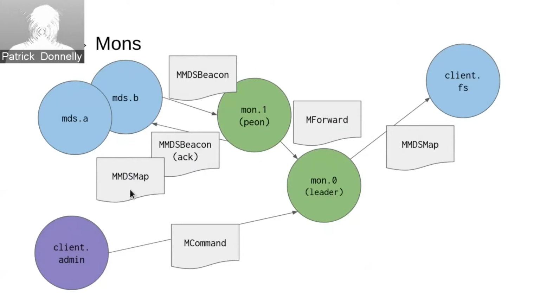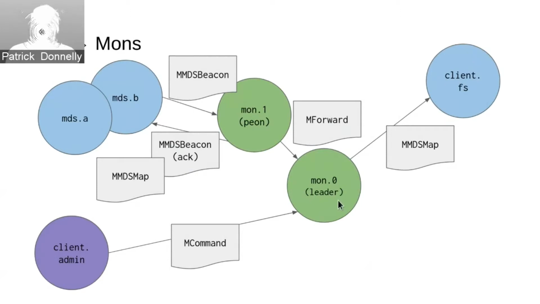Also, the monitors distribute MDS maps periodically via an MMDS map message. So those get sent to the MDSs whenever there's an MDS map change. Same thing for the clients of the file system, which I have in the top right. And then on the bottom left, we have this M command message, which would have something like a CephFS new or CephFS set or MDS fail, any of those kinds of commands which get sent to the mon. And if it corresponds to an MDS command that's handled by the MDS monitor, it would get processed there. So that's another kind of command we see dealt with in the MDS monitor.